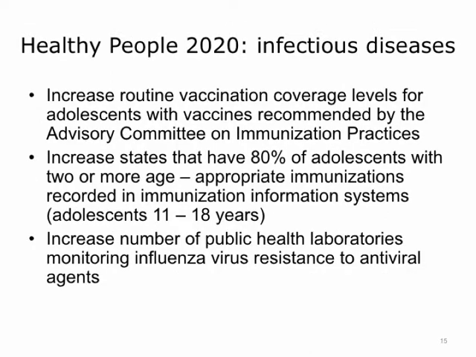Healthy People 2020 has several objectives to address infectious diseases, for example, increasing routine vaccination coverage levels for adolescents with vaccines recommended by the Advisory Committee on Immunization Practices. Other examples are shown on this slide.